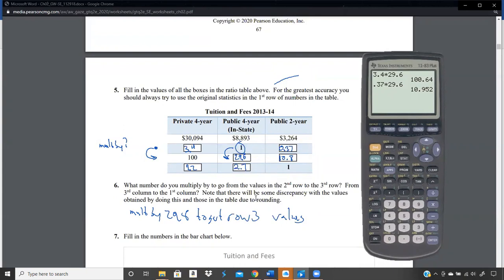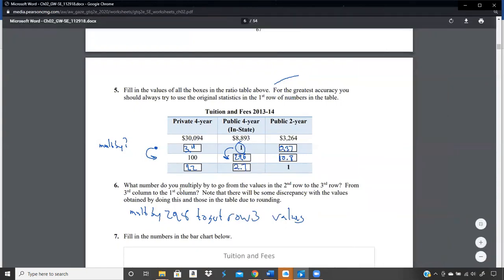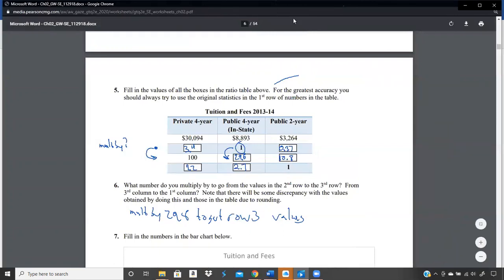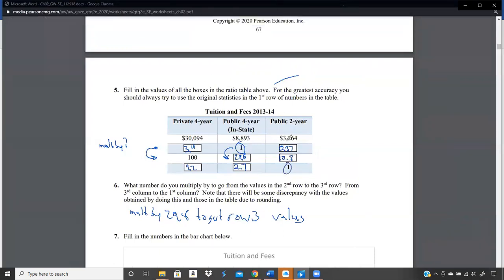Okay, so what about the other part? How do we go from the third column to the first column? Well, the third column has a 1 in it, which is right here. So we're starting in the third column and going to the first column. This 1 points to the 9.2, which is the multiplier. So from the third column to the first column, you would multiply by 9.2.